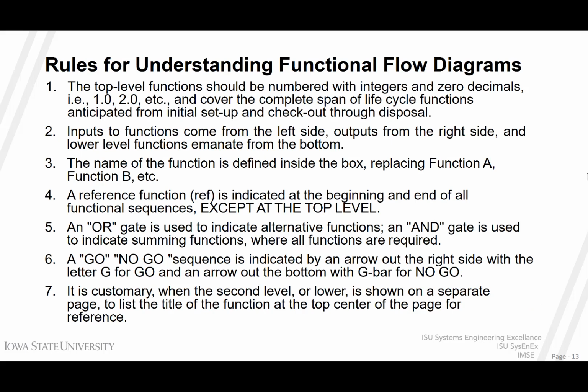Rules for functional flow diagrams. First, the top-level functions should be numbered with integers and 0 decimals, for example, 1.0, 2.0, etc. And those should cover the complete span of lifecycle functions anticipated from initial setup and checkout through disposal. The reason that those need to be at the top level at 1.0, 2.0, and 3.0, etc. is to leave space for the subsystems in your numbering convention.